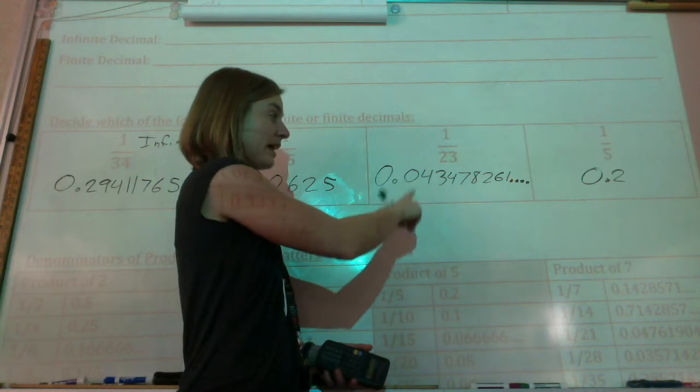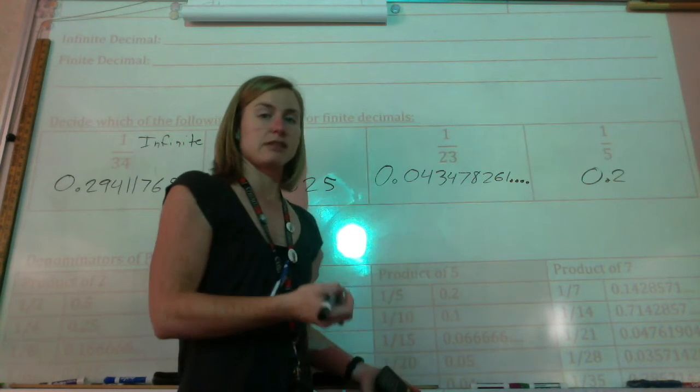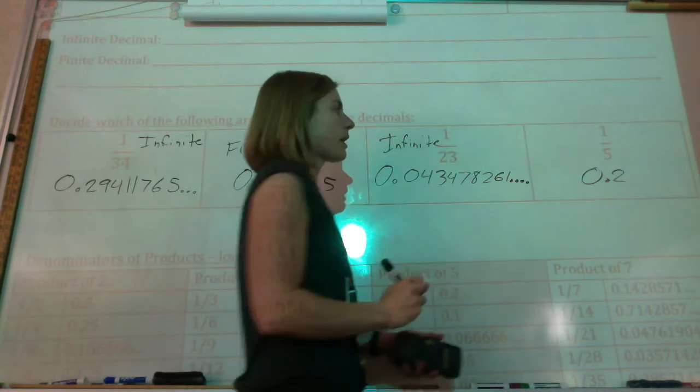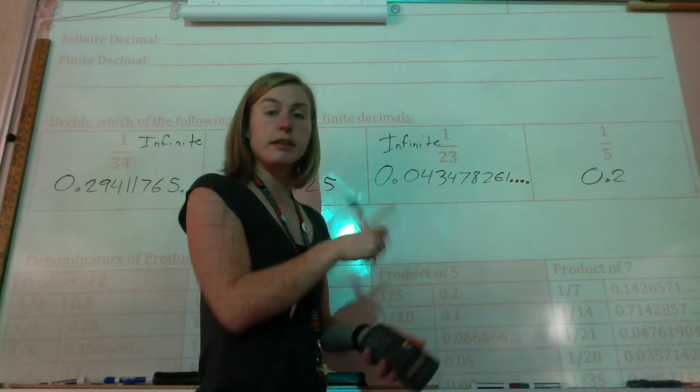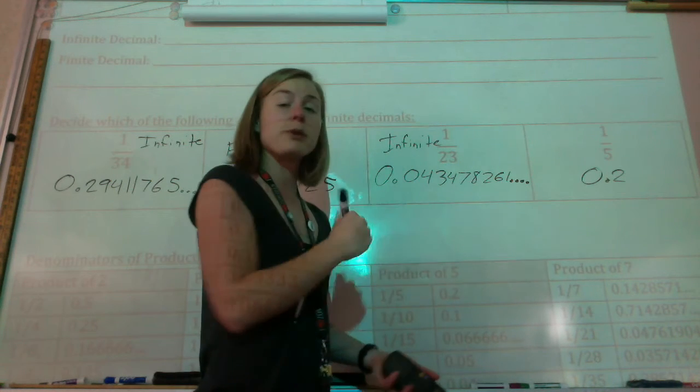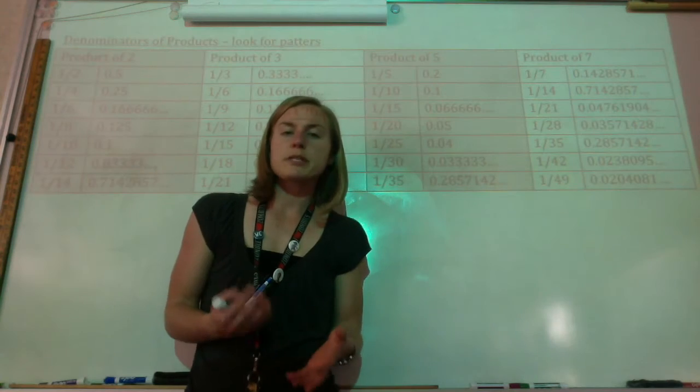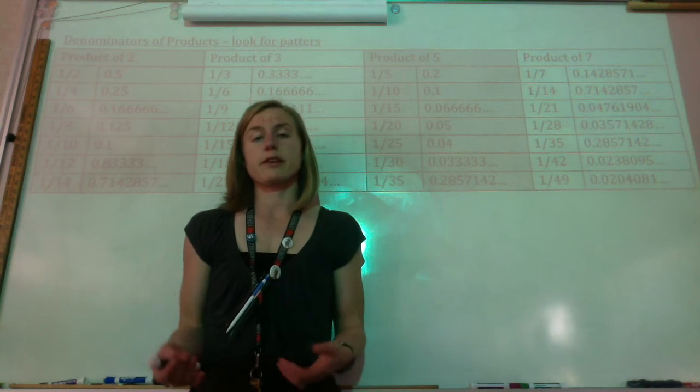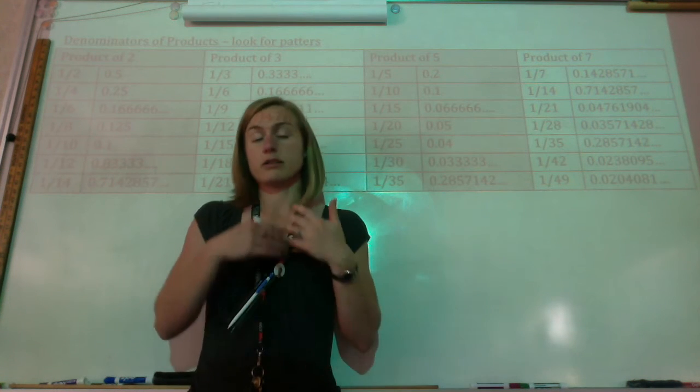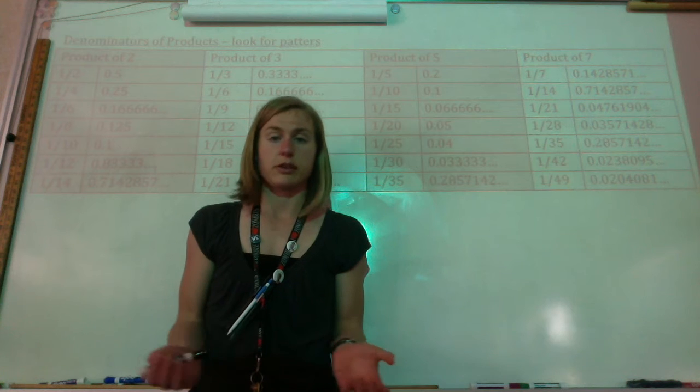This one, we see it has that ..., so that tells us it's going to be infinite. And what about 0.2? I'm going to let you finish that one up. Is 0.2 infinite or finite? We can always tell if a fraction is an infinite or finite decimal by essentially turning it into a decimal and then just looking at what we got.